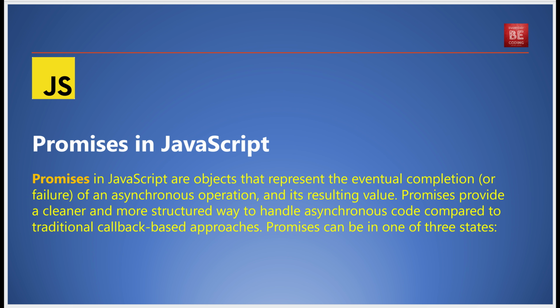So, what exactly is a promise? In JavaScript, a promise is an object that represents the eventual outcome of an asynchronous operation. It could either be a successful completion or a failure, each with its resulting value.